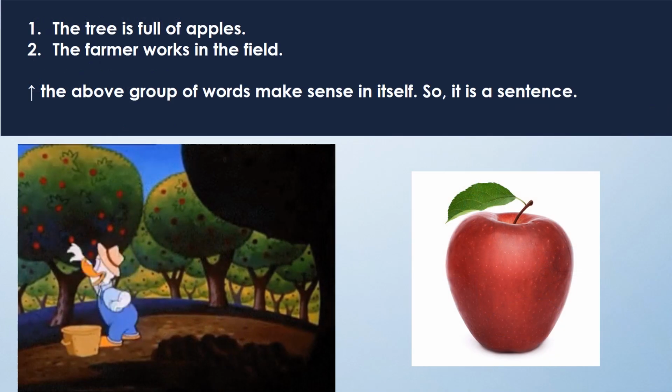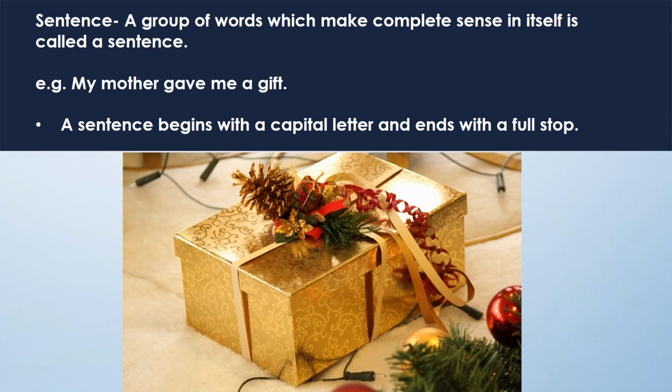Now, see these group of words. Number 1, the tree is full of apples. The farmer works in the field. The above group of words makes sense in itself. So, it is a sentence. What is a sentence? A sentence is a group of words which make complete sense in itself.